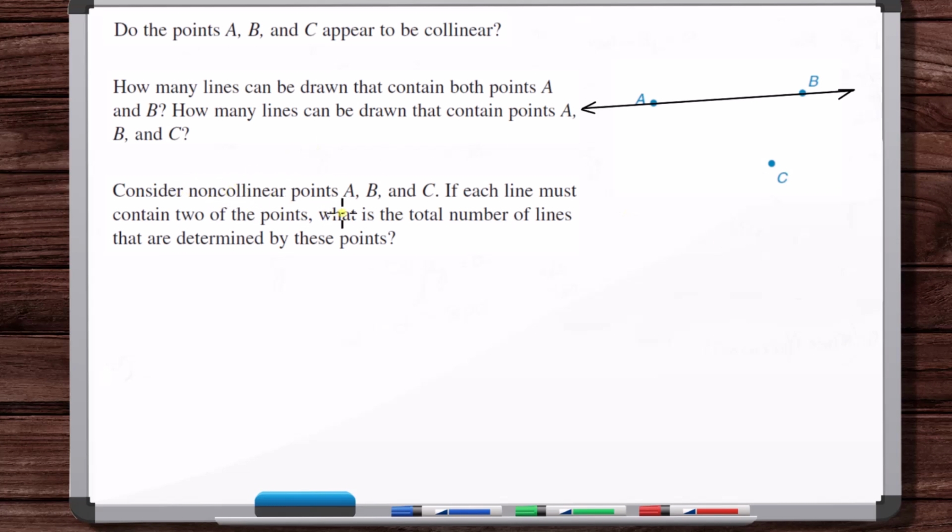Consider non-collinear points A, B, and C. If each line must contain 2 of the points, what is the total number of lines that are determined by these points? 3 lines. 3 separate lines.